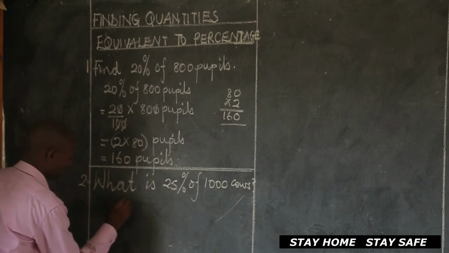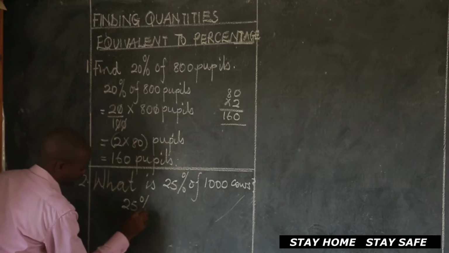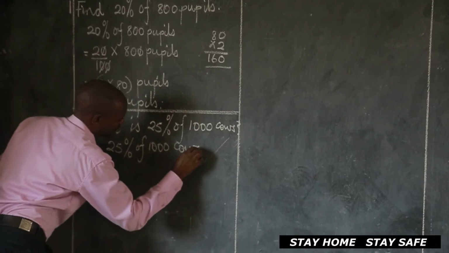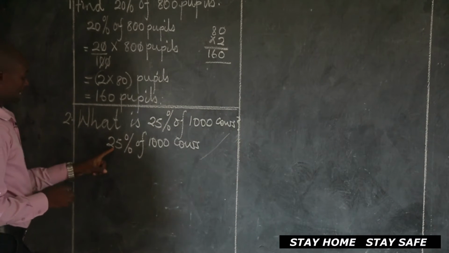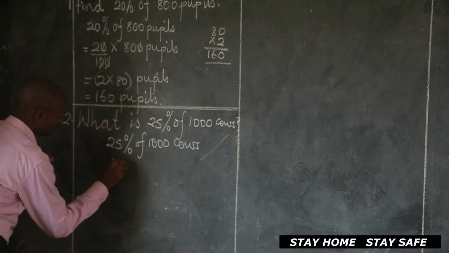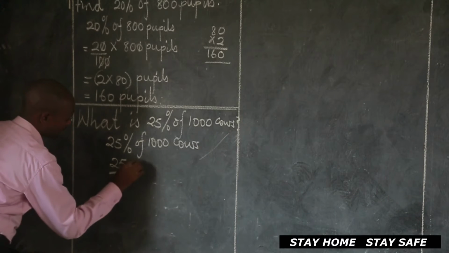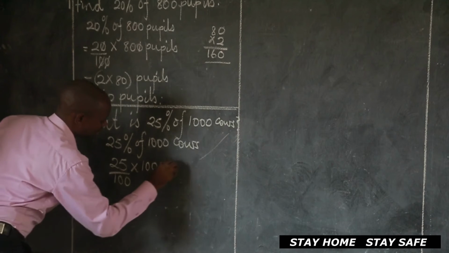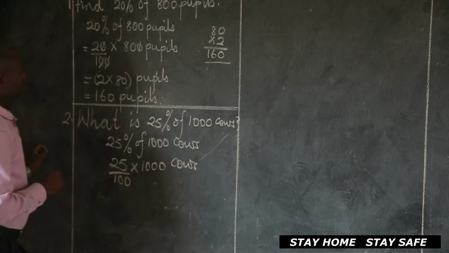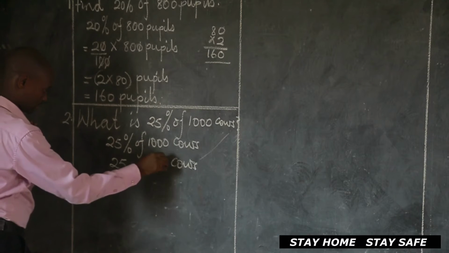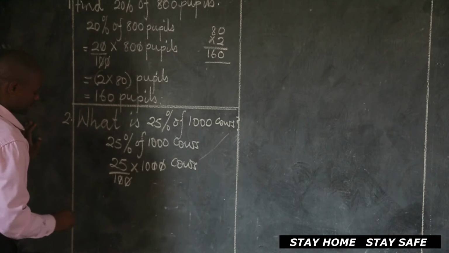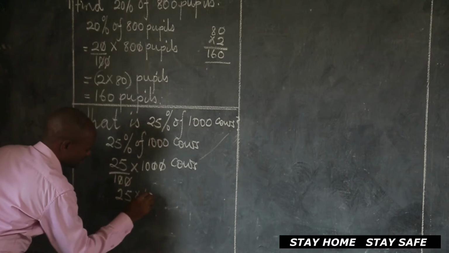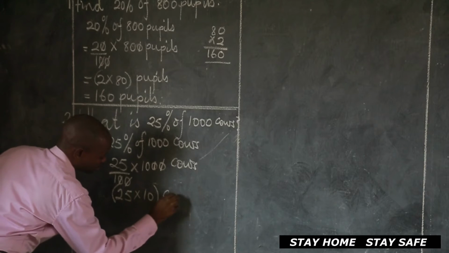So this one will give us 25% of 1,000 cows. So you write 25% as a fraction, which is 25 out of 100. Of means multiplication, times 1,000 cows. Then you reduce this one with this one with that. So for that case we have remained with 25, which is multiplied by 10, and the units are cows.